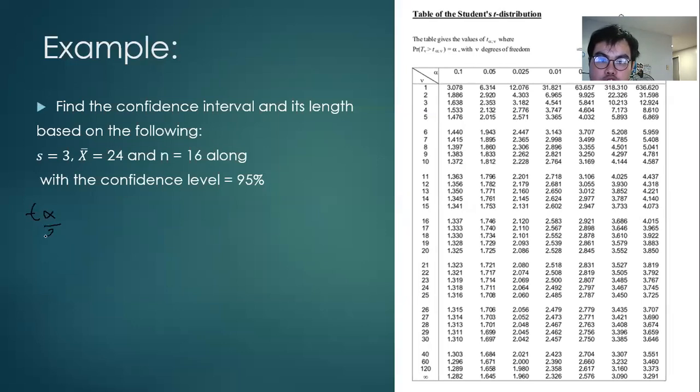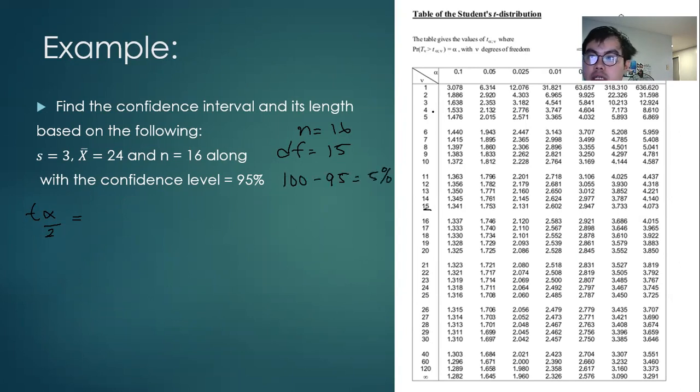In order to find the t value, which is t alpha over 2, we need to find the degrees of freedom. The sample size is 16, so the degrees of freedom is 15 because 16 minus 1 is equal to 15. We're going to correspond here. Our confidence level is 95%, so the significance level is 100 minus 95, which is 5%.